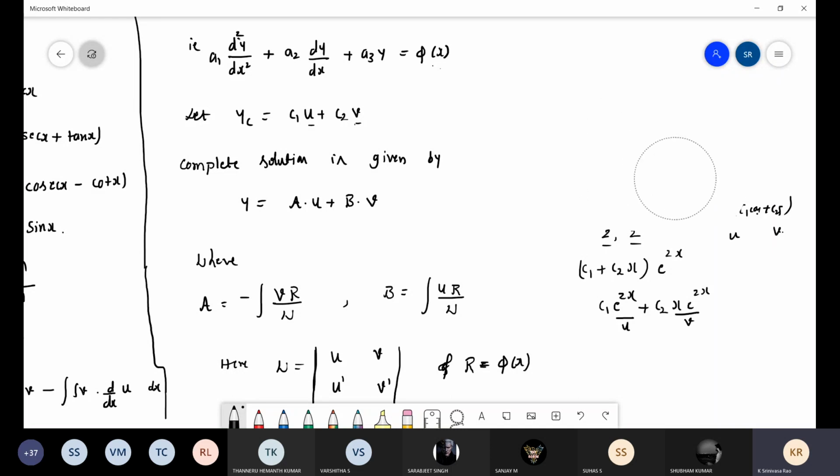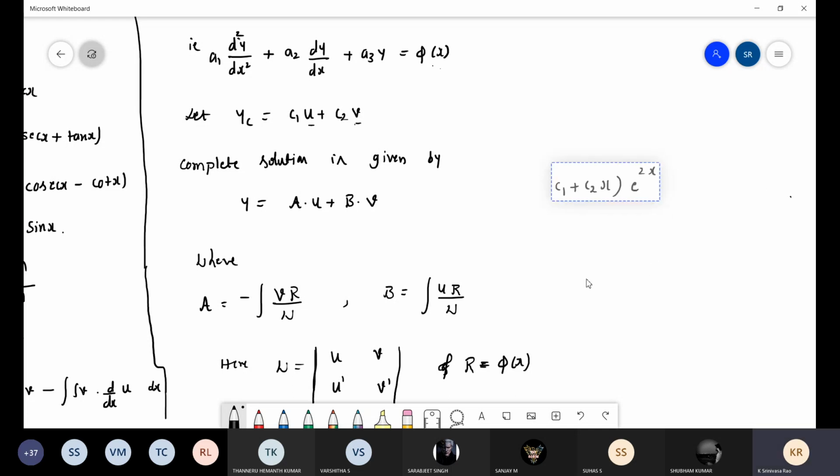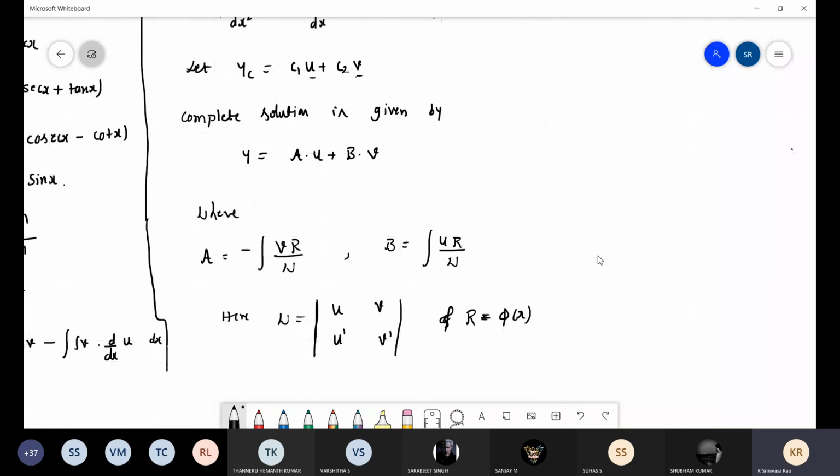Once you calculate u and v, you calculate omega first. Here, omega is the determinant with u and v in the first row. Whatever u and v you get, substitute them here and calculate their derivatives: u differentiation is u dash, v differentiation is v dash. Then calculate omega.